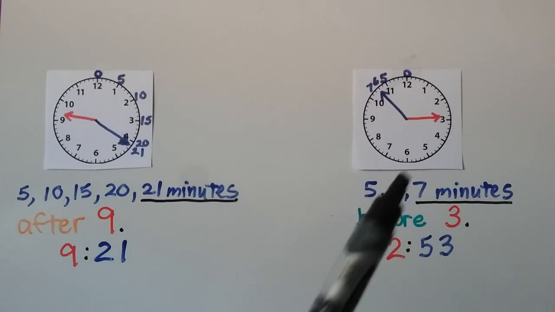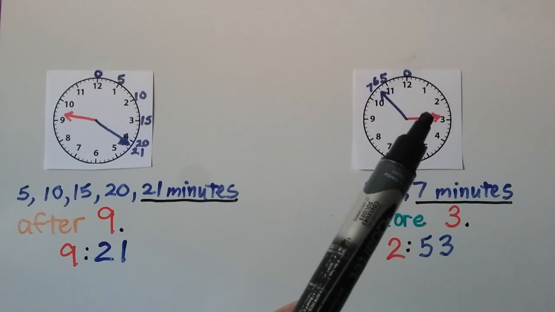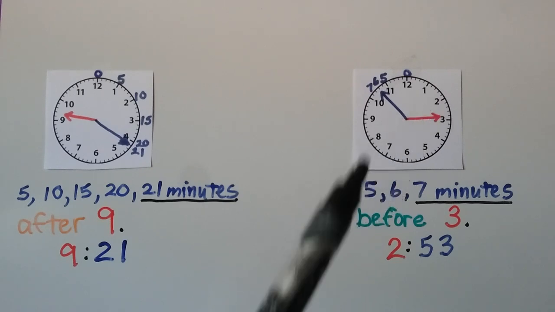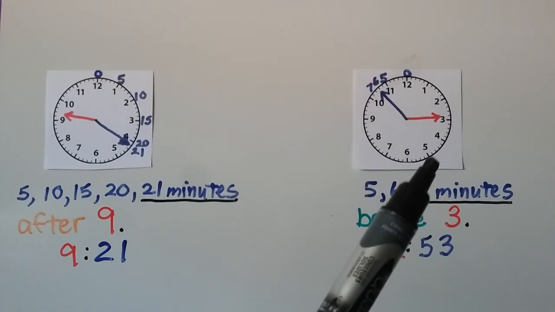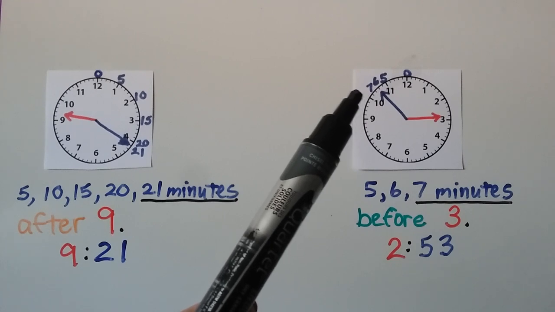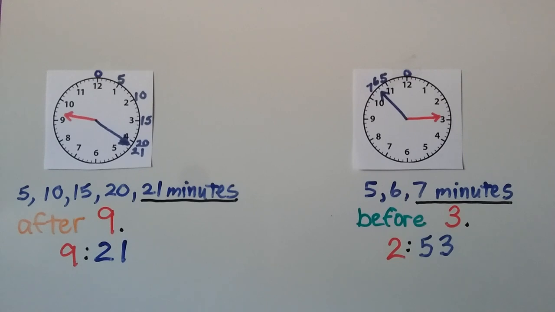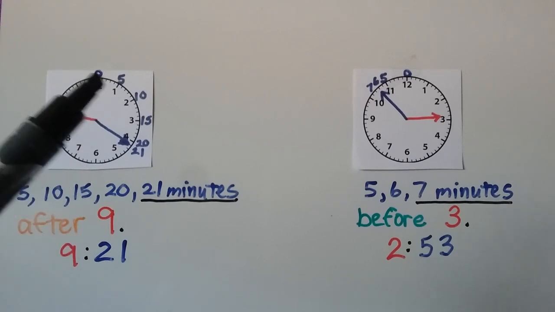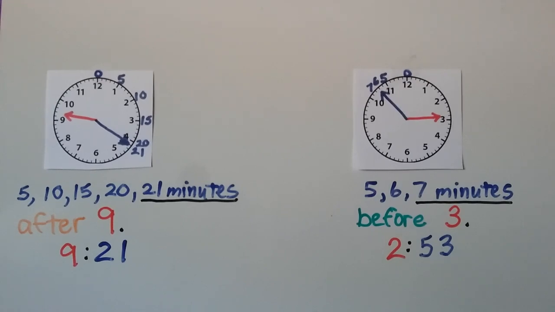We can also see that it's still kind of in between the 2 and the 3, so it's still in the 2s. It hasn't gotten to 3 yet because it's before 3. We can say 5, 10, 15, 20, 25, 30, 35, 40, 45, 50, and then count on 51, 52, 53, and say that it's 2:53. So we can tell time for how many minutes after the hour it is, or how many minutes before the next hour it is.